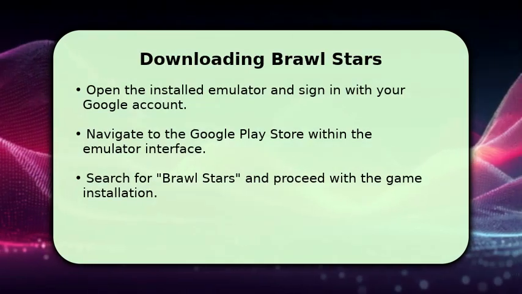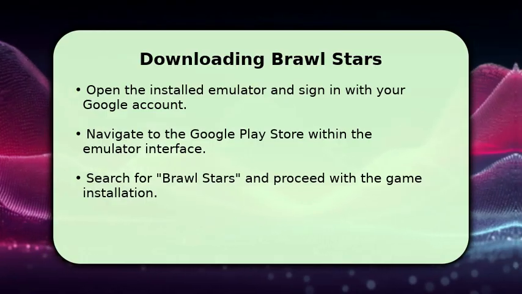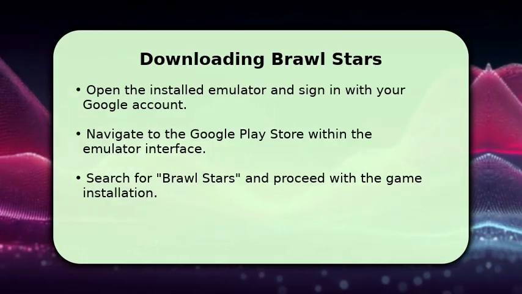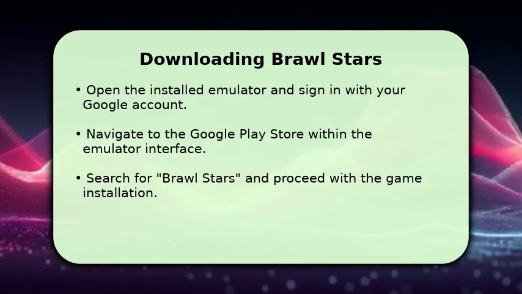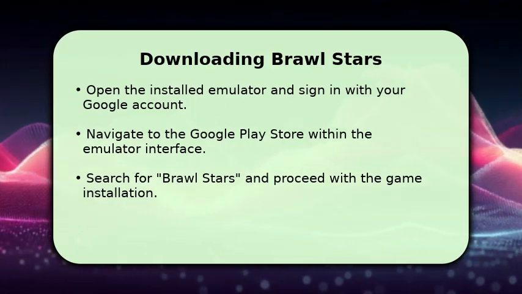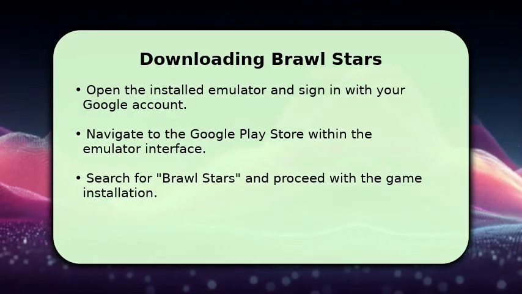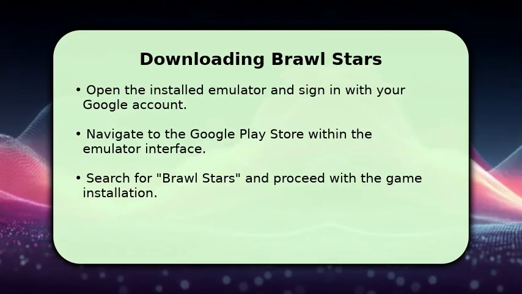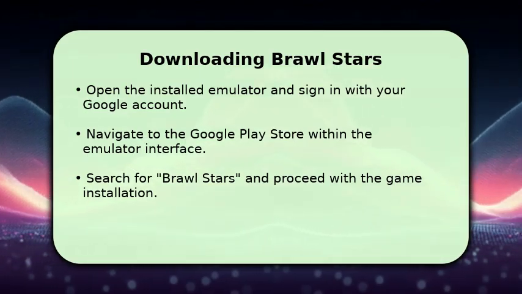Once your emulator is successfully installed, launch it and sign in using your existing Google account. This step is essential to access the Google Play Store. Within the emulator, you will find an icon for the Play Store, just like on an Android phone. Click on it, search for Brawl Stars in the search bar, and then click Install. The game will download and install directly into your emulator, ready for you to play.